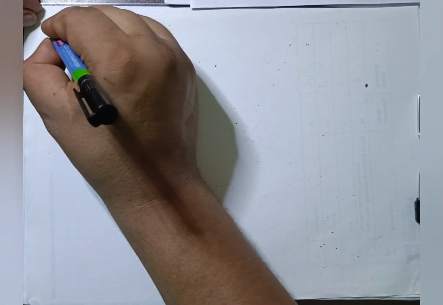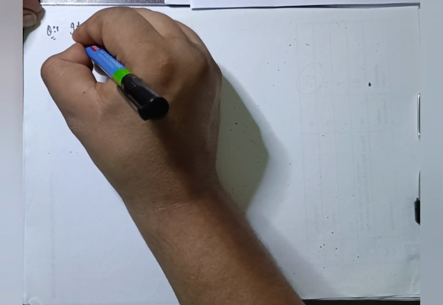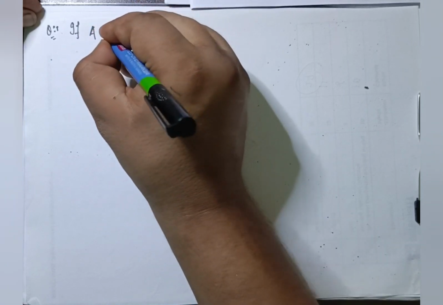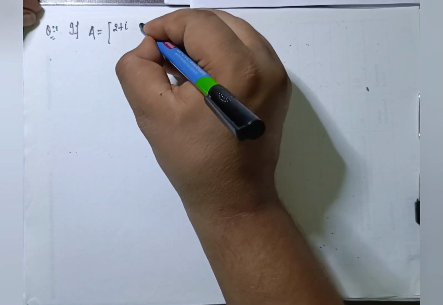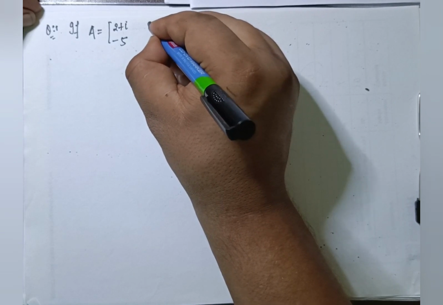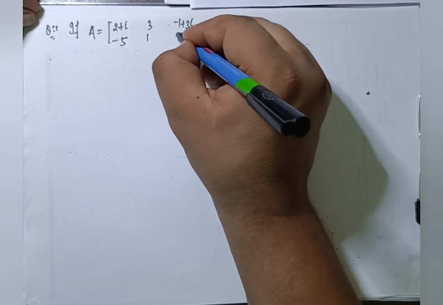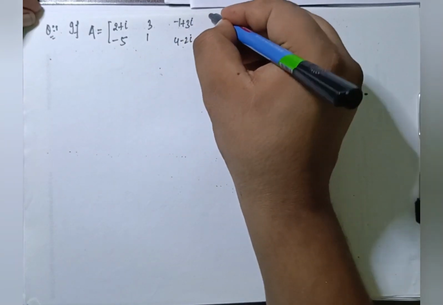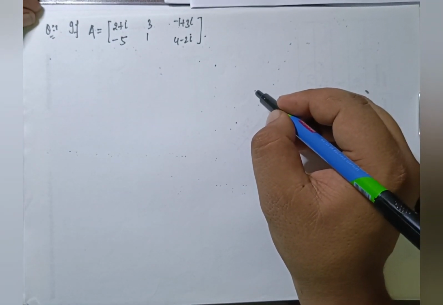So now to deal with this theory, we will discuss some questions based on this theory. Question number 1 here is, if capital A equals 2 plus iota, minus 5 and 3, then 1, then minus 1 plus 3 iota and 4 minus 2 iota. Now verify that A theta into A is Hermitian matrix.